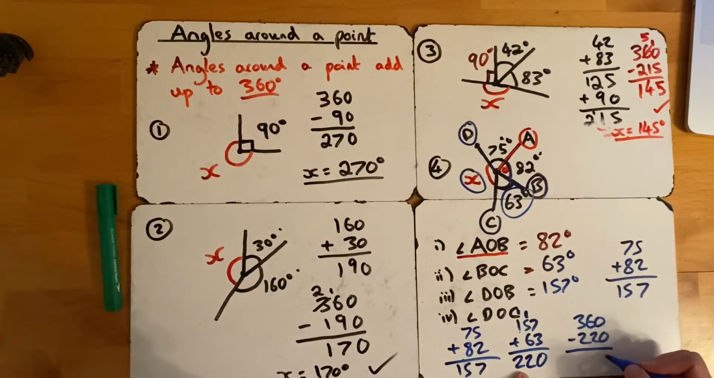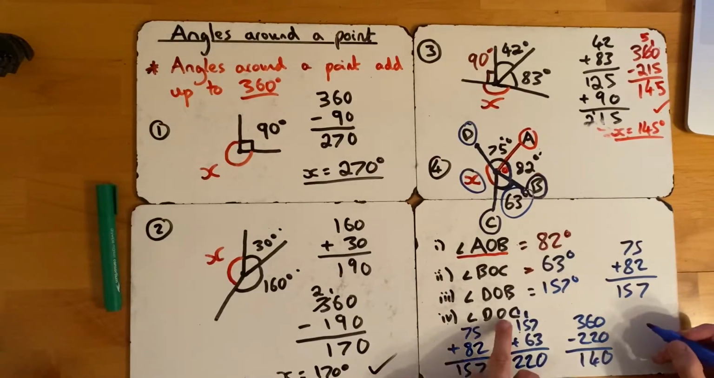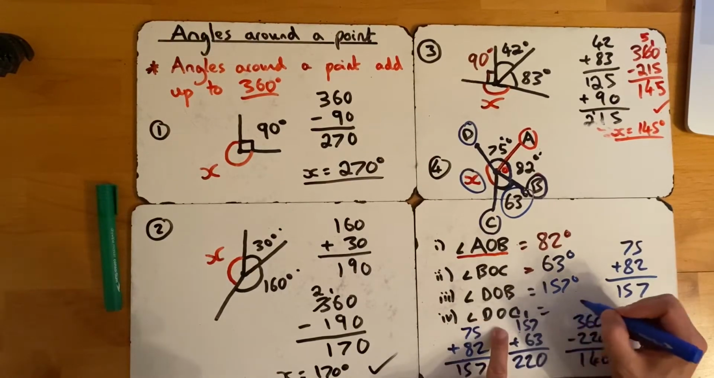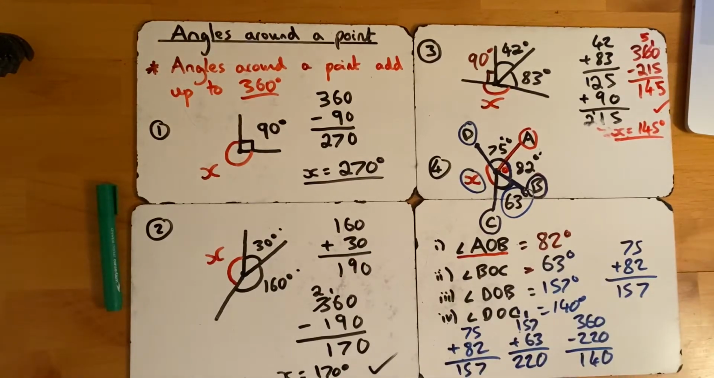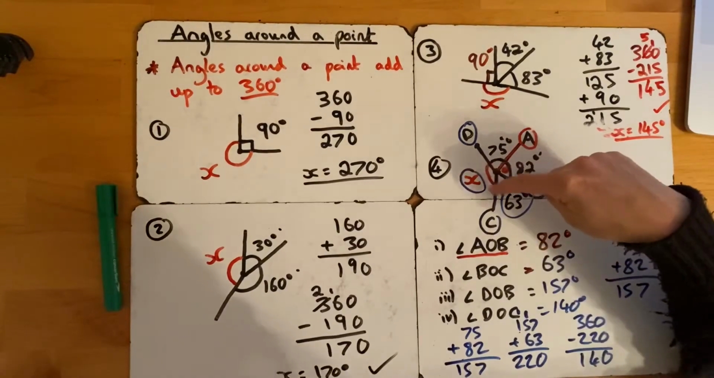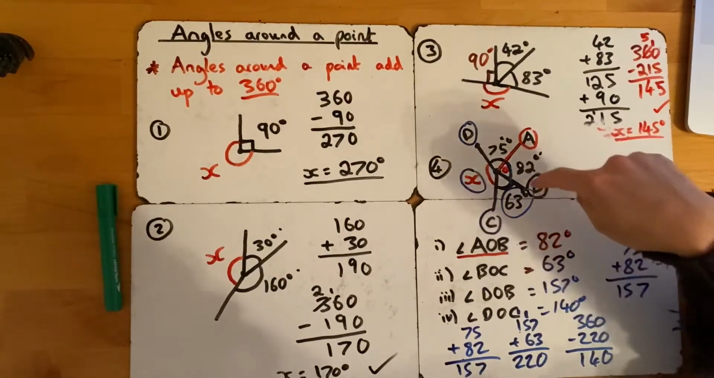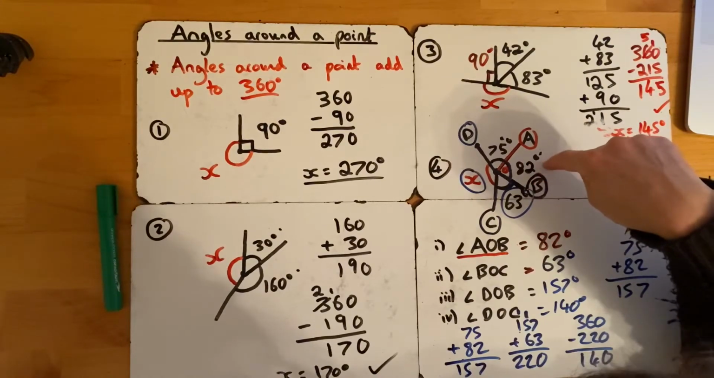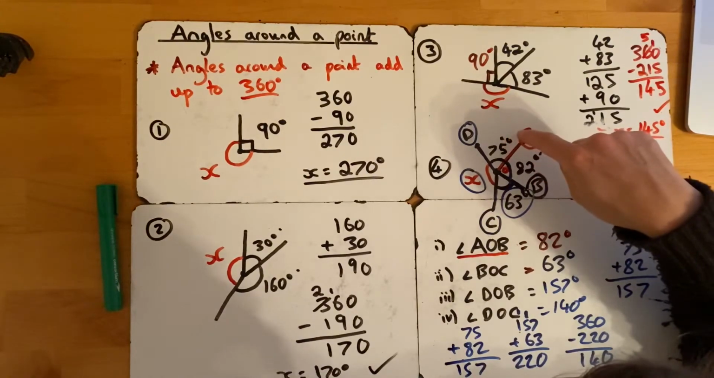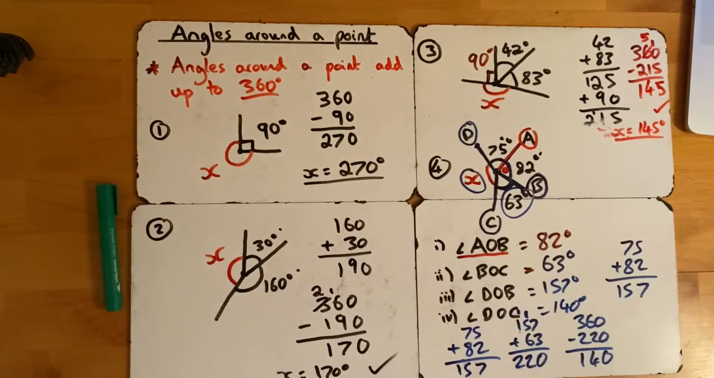0 minus 0, so that's 0. 6 minus 2 is 4, 3 minus 1... 3 minus 2 is 1, so X, or angle DOC, is equal to 140 degrees. Just to double check, they all add to 360. 140 plus these two, so that's 140, 145, 210, 220, plus 140, 360.